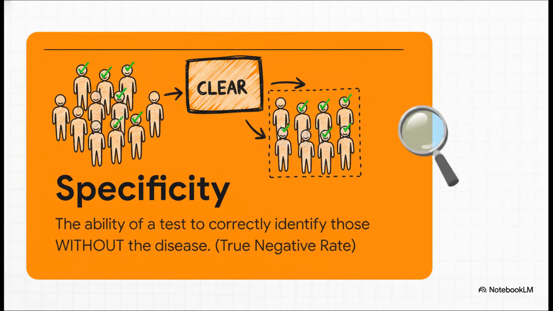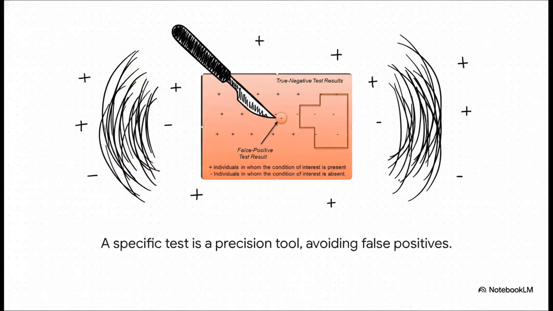Now, on the flip side, we have specificity. This answers the other important question. Of all the people who are perfectly healthy, what percentage does this test correctly clear? It's all about being specific to the disease and not accidentally flagging healthy people. So if a sensitive test is a wide net, a highly specific test is more like a precision surgical tool.